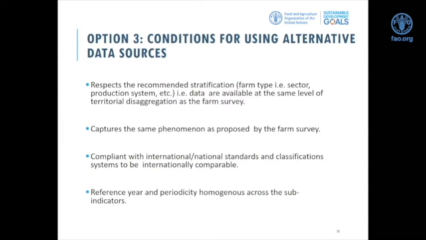We also need to make sure that the data are available at the same level of territorial disaggregation as the farm survey, and the data collection year and periodicity are homogeneous across the sub-indicators. One important point that I would like to highlight is that using different data sources, if countries decide on doing so, to report on different sub-indicators of SDG 2.4.1, implies that a mechanism should be put in place at the country level to coordinate regularly the flow of required information generated by various institutions to the National Statistical Office.